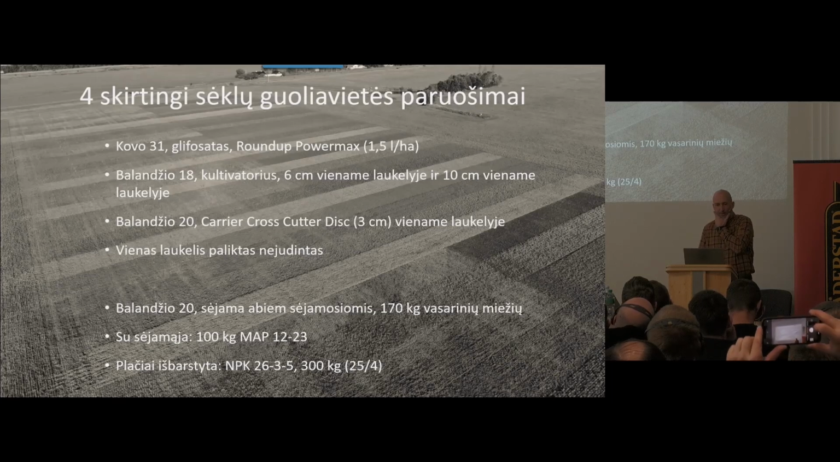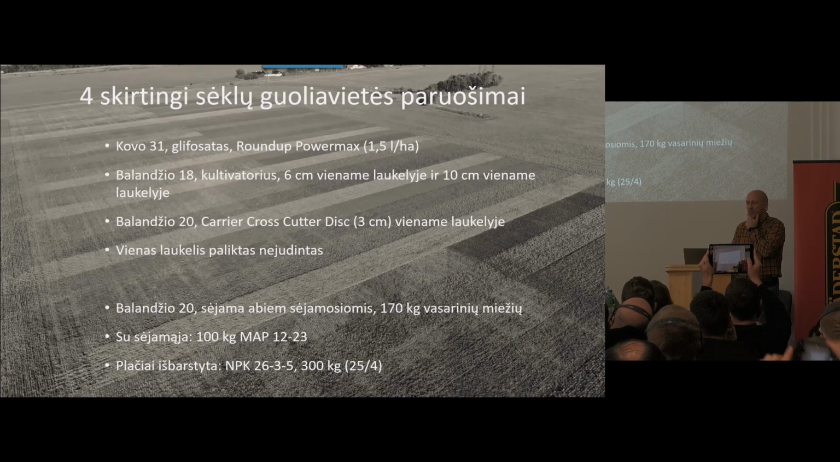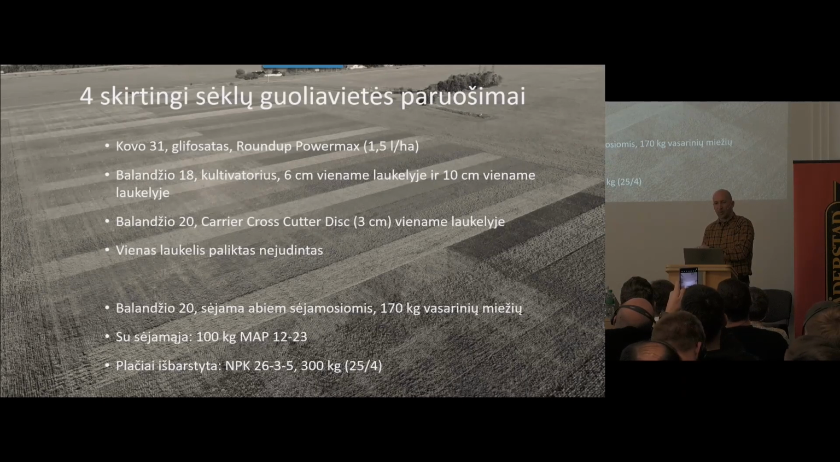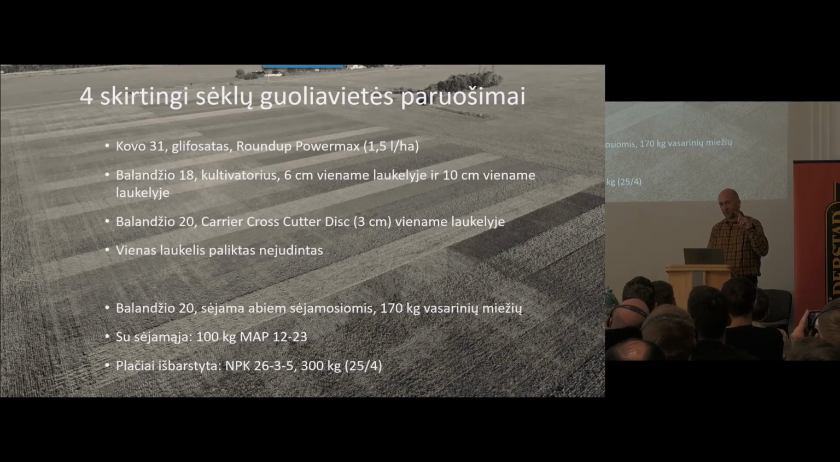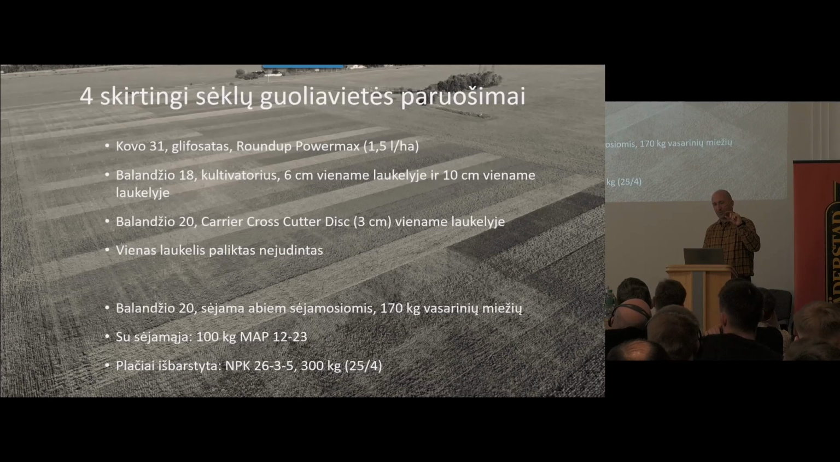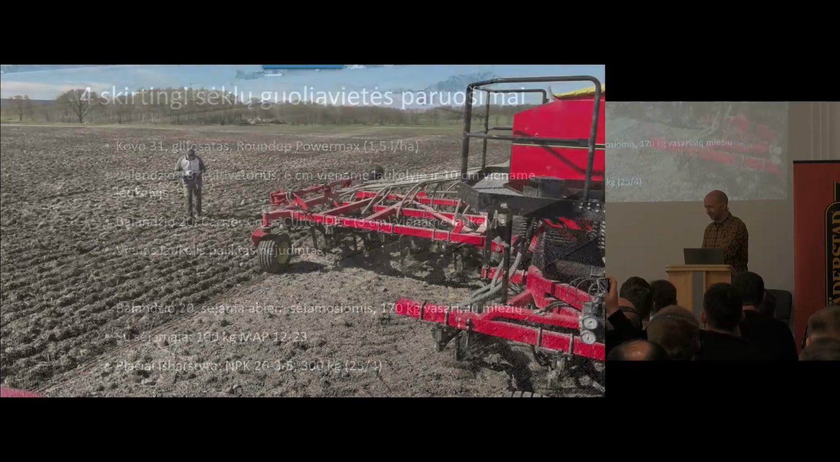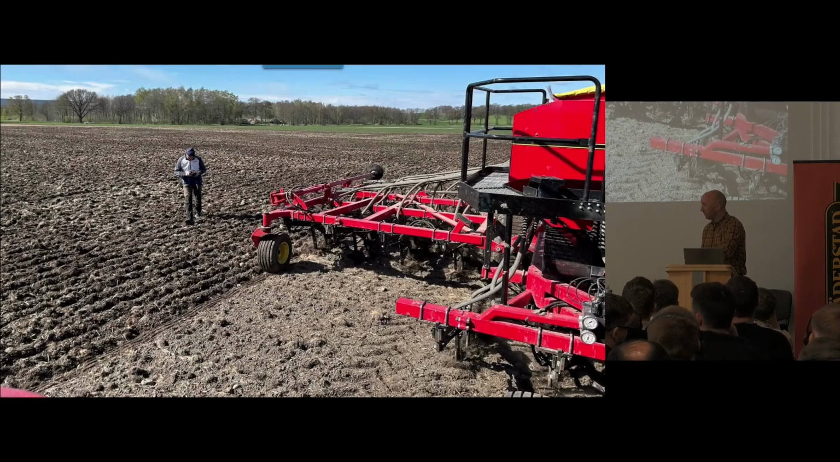And we also tried to do with 4 different seed beds preparations, just to try the difference between the two machines. So we glyphosated the field. We went with the tine cultivator, 6 centimeters deep and 10 centimeters deep. And then we had one part with cross-cut discs with 3 centimeters, and then one plot was no-till. Seeded with both machines. And this part is the cultivated part, seeding with SeedHawk.